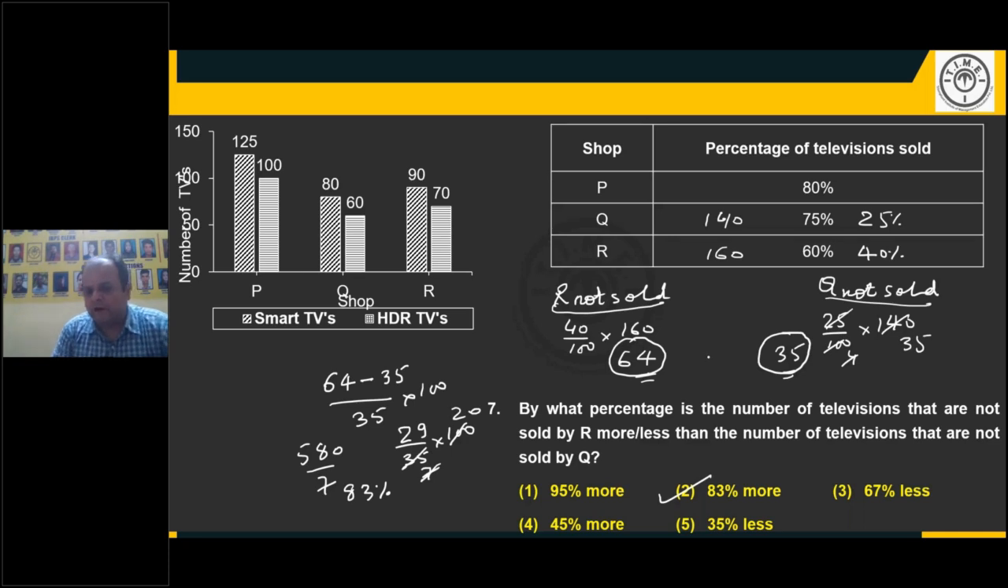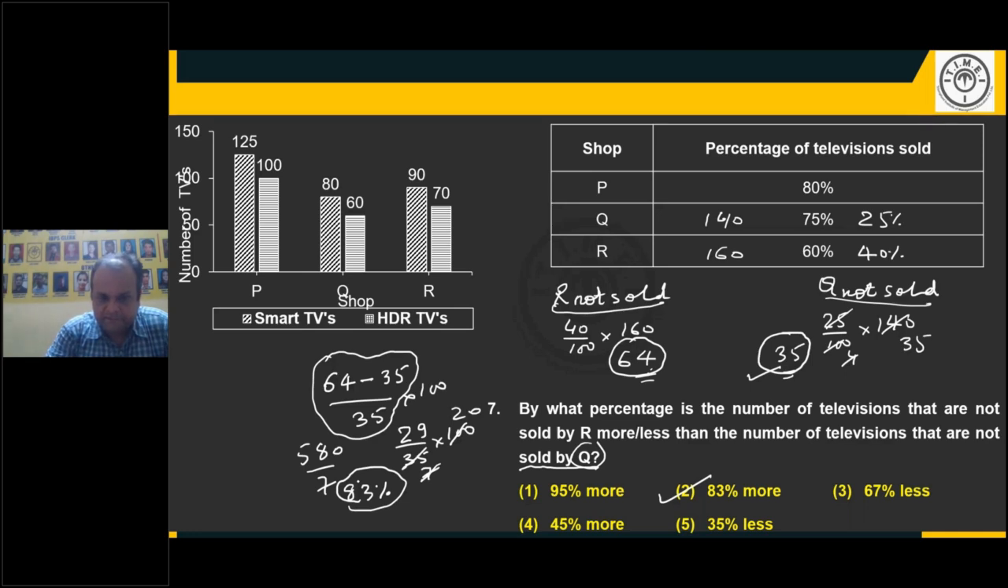See, when you have to compare how much it is percentage more, you subtract it. You see how much is it more? It is more by 29, and it is compared with what? And it is always seen, whatever comes later, the comparison is done with that one. Number of televisions not sold by R compared with Q. So Q not sold is 35. That is why we have written 64 minus 35 by 35 into 100. That approximately comes to be 83%. Is it clear? The data was about not sold. Should we move to the next one?